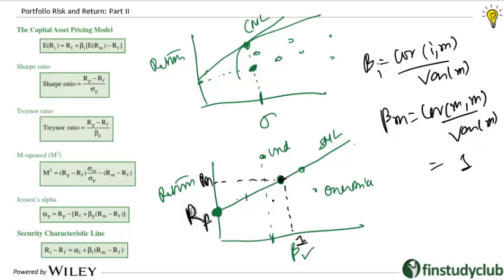So how do I set up the equation of this line? Well, it's going to be Ri is equal to Rf plus, what's the x value? Beta I into the slope. The slope is going to be Rm minus Rf divided by 1 minus 0, which is essentially Rm minus Rf. Now that's your CAPM, capital asset pricing model.